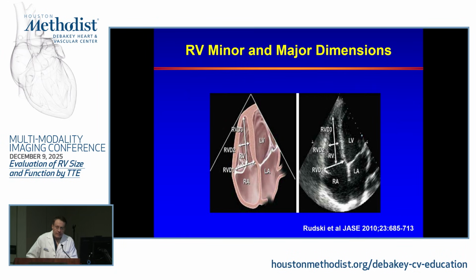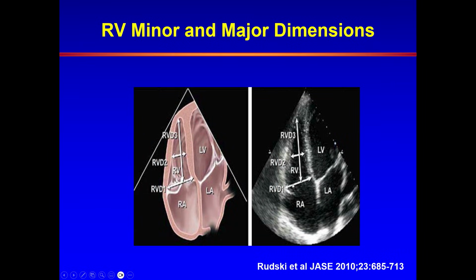These are the measurements that we obtained from the RV focused view. So the first measurement is what you can refer to as the basal dimension. The major is the long axis. The basal dimension is taken from the endocardium of the septum to the endocardium of the RV free wall. It is endocardium to endocardium.